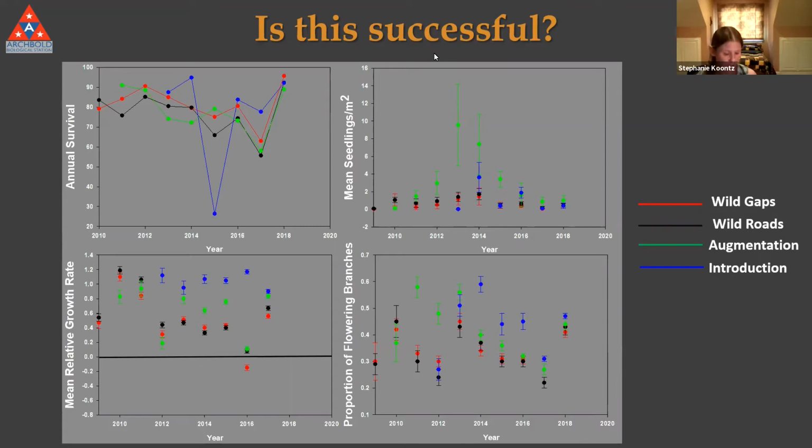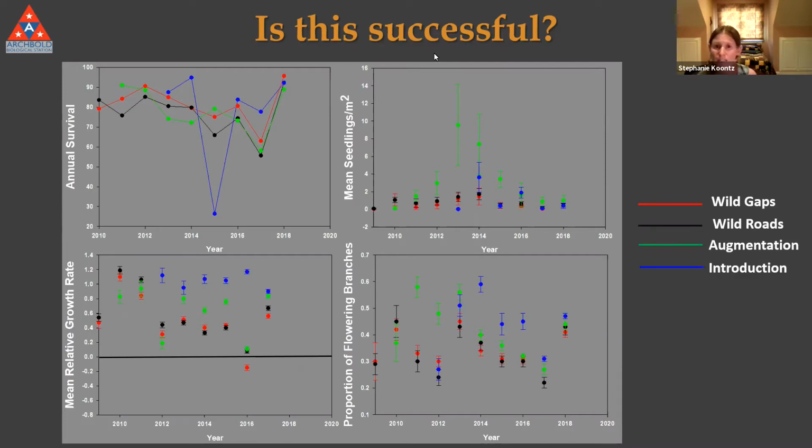We can look at annual survival in our top left graph. We have our four different management treatments: our wild gaps in red, our roadsides in black, our introduction in blue, and our augmentation in green. And we see that for most years, annual survival was similar among these four. The one exception is the decline in the blue. This is because a prescribed fire came through and killed the adult plants that existed. But for those that survived and those that had subsequent recruitment, their annual survival was very comparable to the other three management treatments. We can also look at recruitment density, which is on the top right.